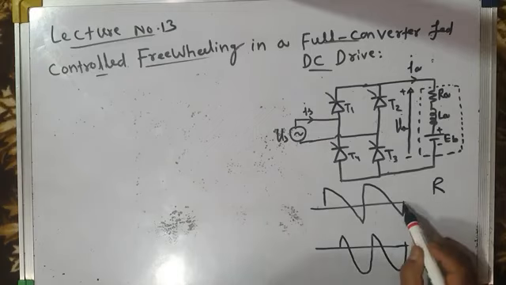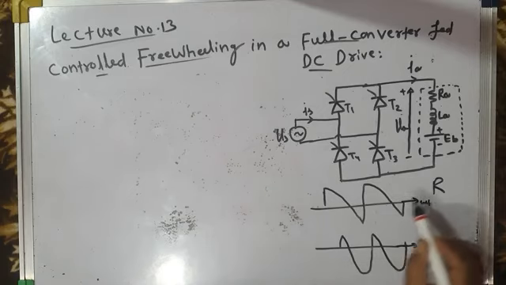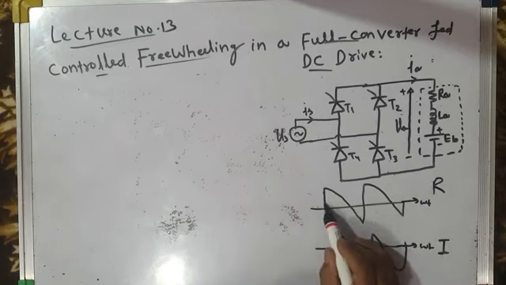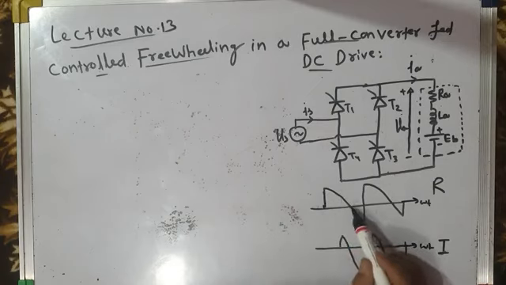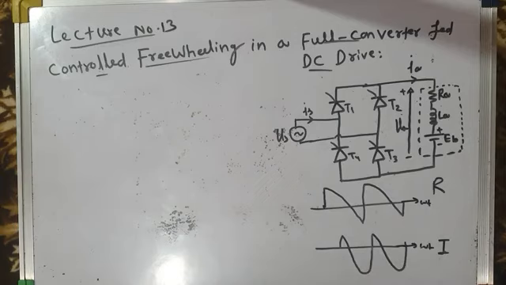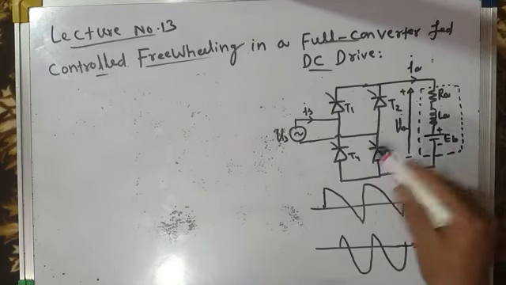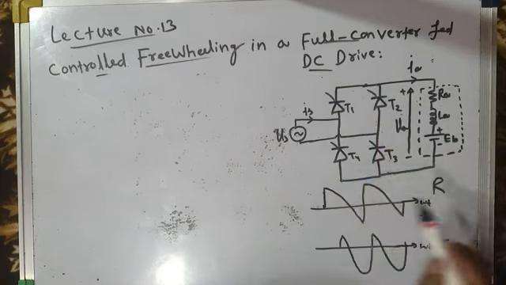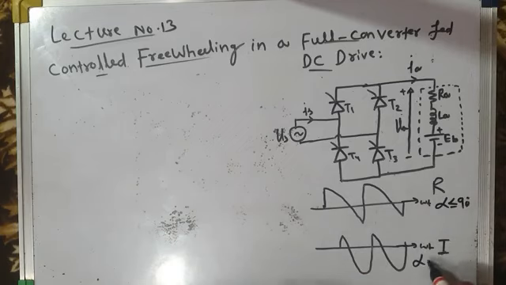Now, as you can see, whether we operate the converter in rectification mode or in inversion mode, the load voltage waveform or armature voltage waveform has a positive segment as well as a negative segment in both the cases, whether the machine is operating in motoring mode or in regeneration mode, or whether the converter is operating in rectification mode for alpha less than or equal to 90 degrees, or it is operating in inversion mode for alpha greater than 90 degrees.